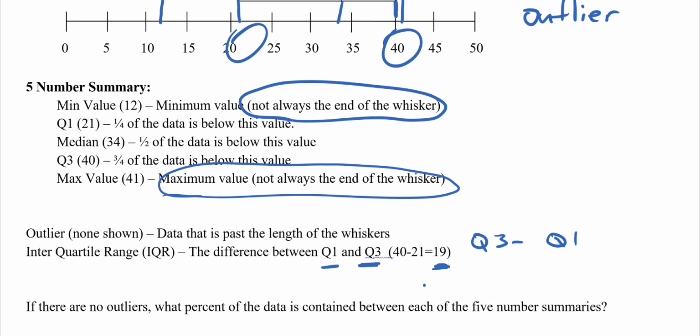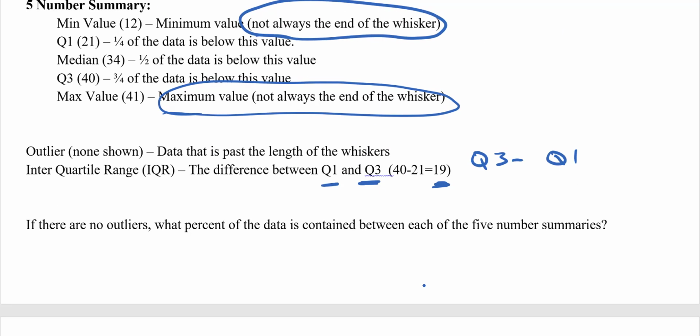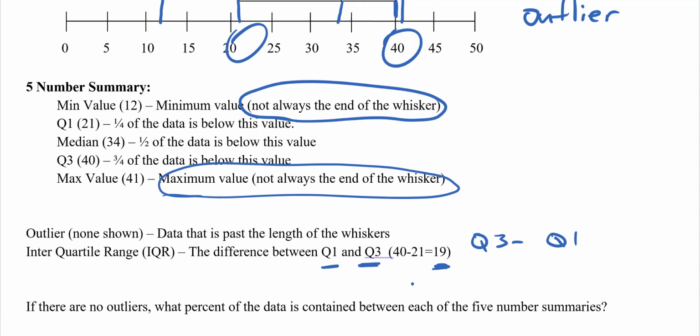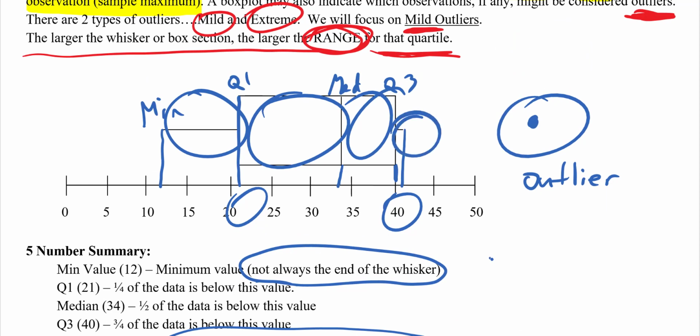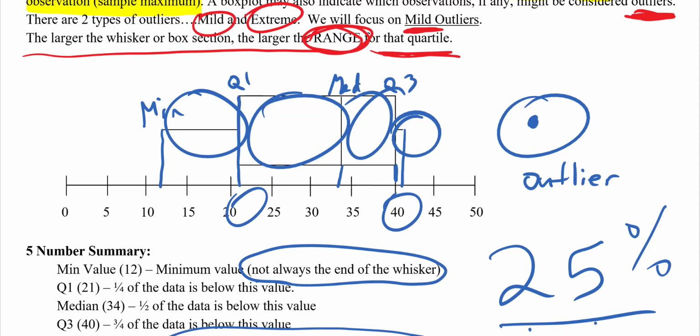If there are no outliers, this is a nice little question for you. If there are no outliers, what percent of the data is contained between each of the 5 summary numbers? Well, because I just told you that. If there are no outliers, what percent of the data is contained between each one? Well, of course, how much data is contained here, and here, and here, and here? Each one has 25%. Okay?